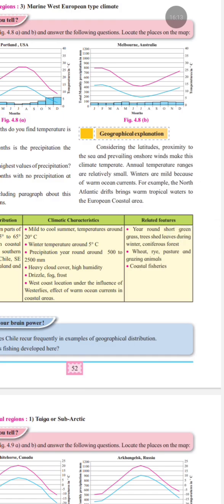Agriculture and occupations: important activities include the cultivation of wheat, rye, pastures and grazing animals are also important here because these regions are close to the sea. Coastal fisheries are also important activity here.